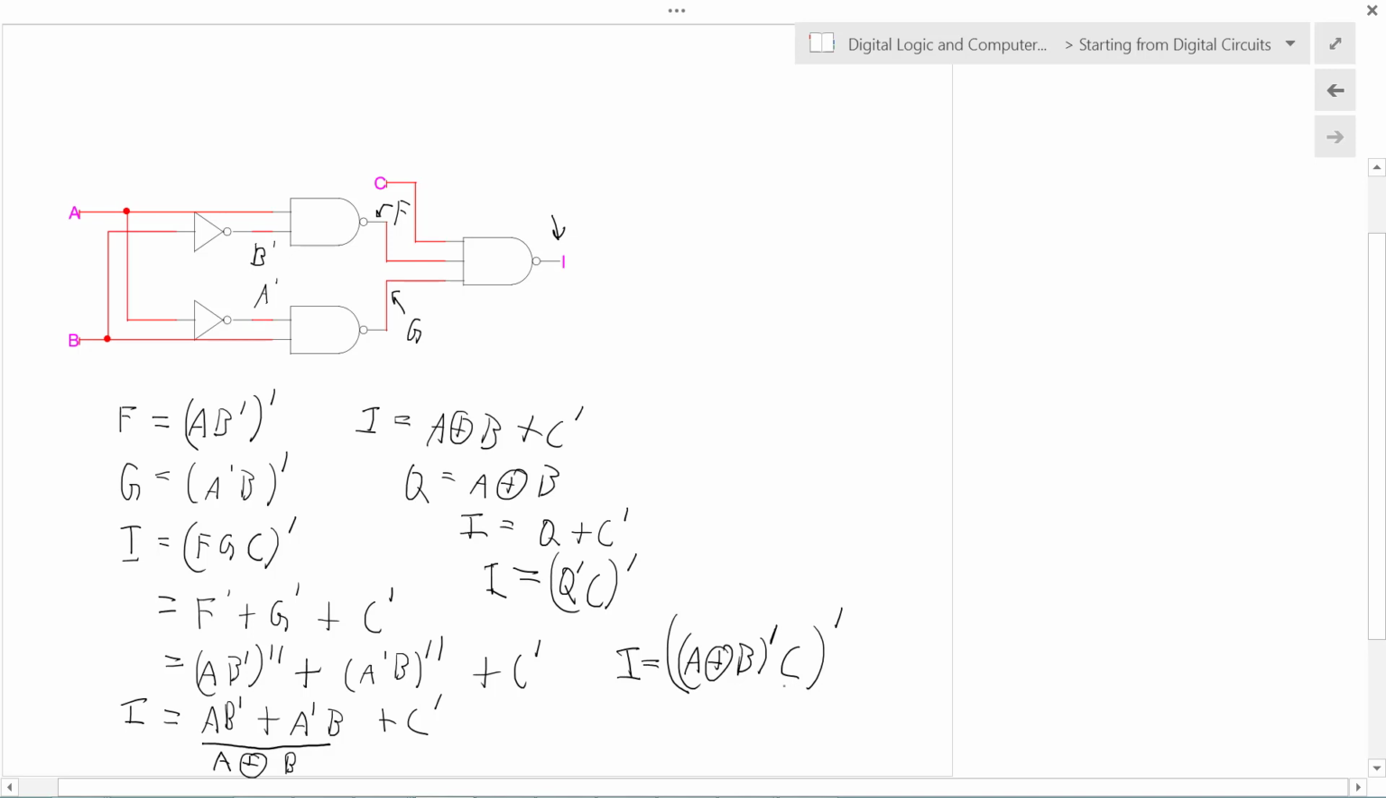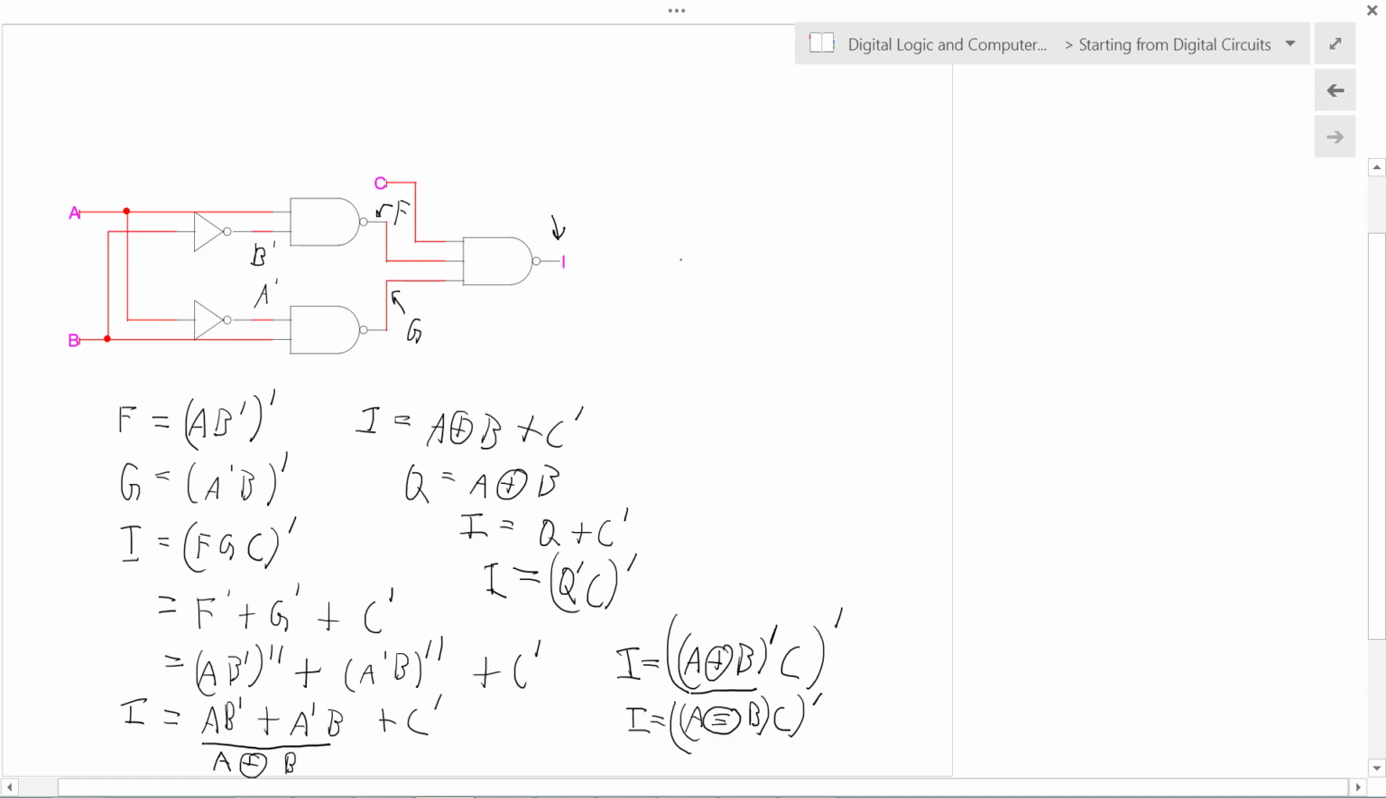Now, why use De Morgan's law here? Because this is an equivalence gate. So I equals A equivalence, or XNOR, B ANDed with C, quantity prime. Because the inversion is on the outside of the AND operation, we can use a NAND gate.